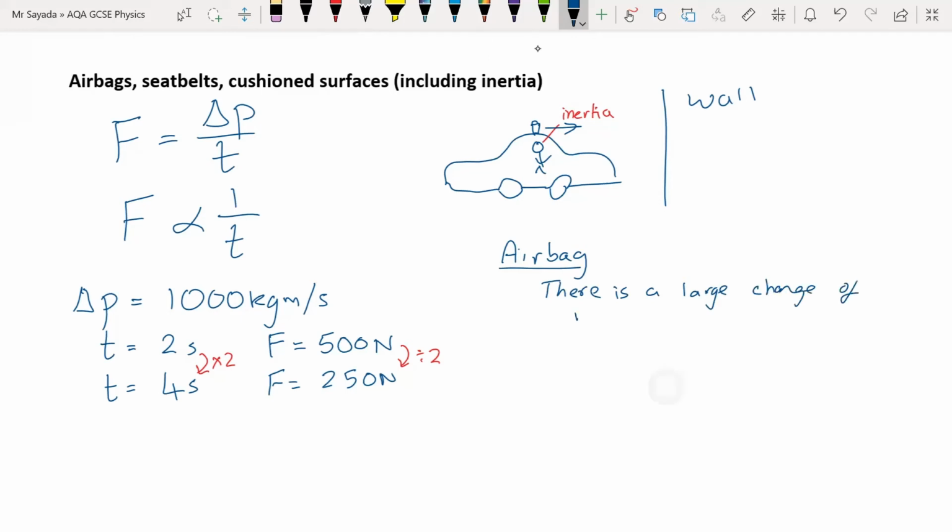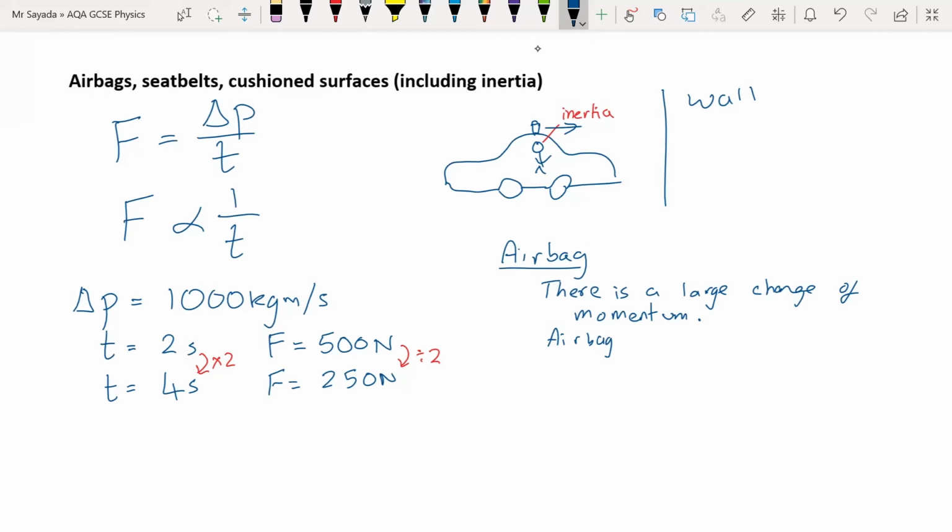You were moving very fast and now you're not because you've crashed into a wall. So there is a large change of momentum. But what the airbag does is the airbag increases the time for that change of momentum to happen. It increases the time for you to come to a stop because it's a cushioned surface. So instead of stopping instantly, the moment your head hits the dashboard, the change will be a bit more gradual. Maybe instead of stopping in 1/10 of a second, you'll stop in 1/2 of a second. That's 5 times slower. And that's going to reduce the force by 5 times.